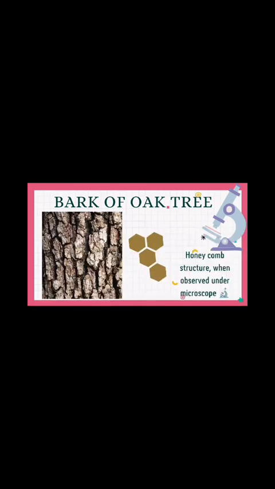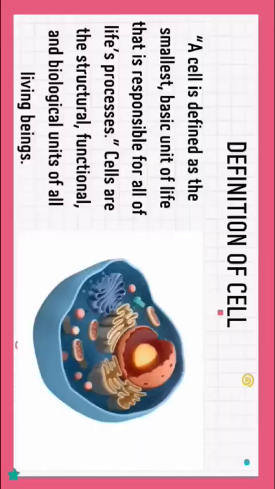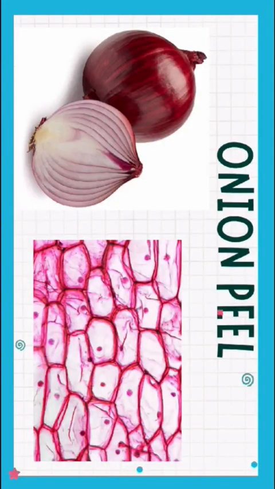So students, let us first study the definition of cells. A cell is defined as the smallest basic unit of life that is responsible for all the life processes. Cells are the structural, functional and biological unit of all living beings. We can clearly see cells from the onion peel. Later we will do experiments to see the cells from the onion peel. We can even see the cells from our cheek.